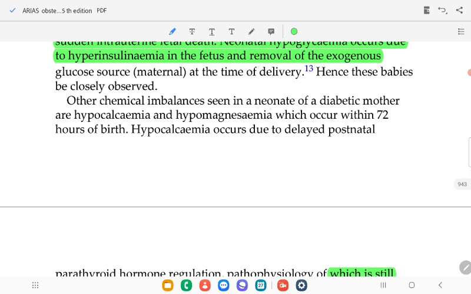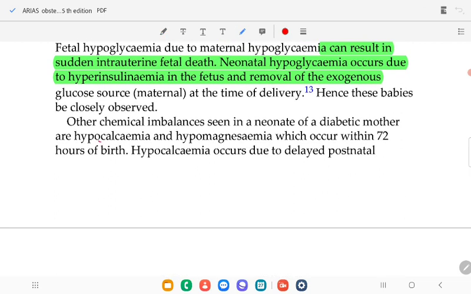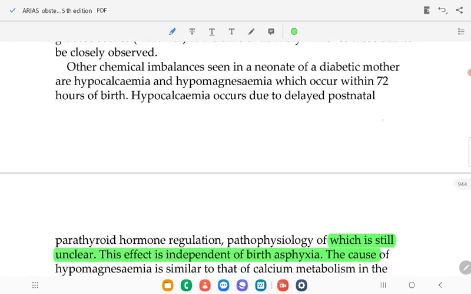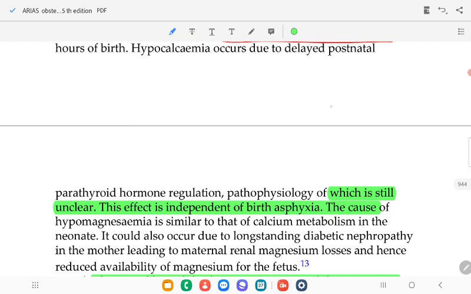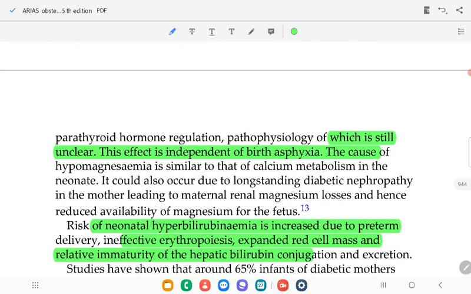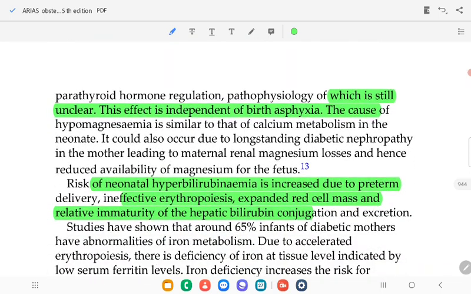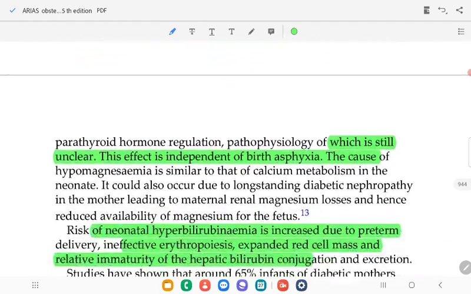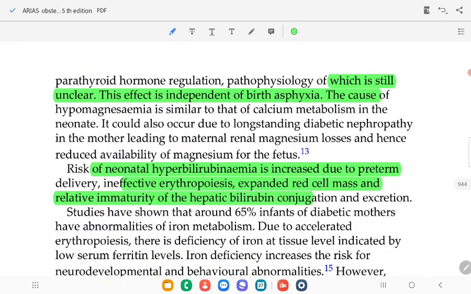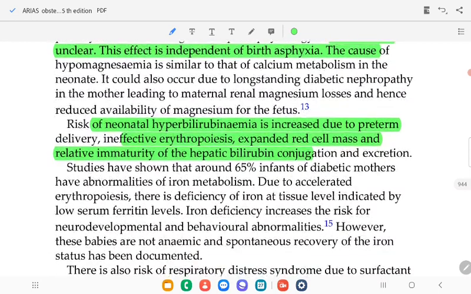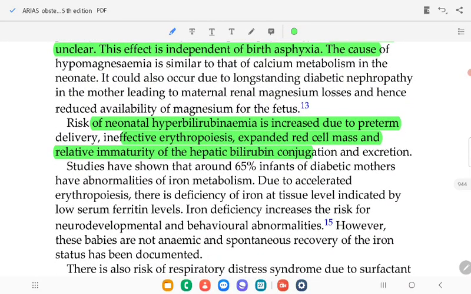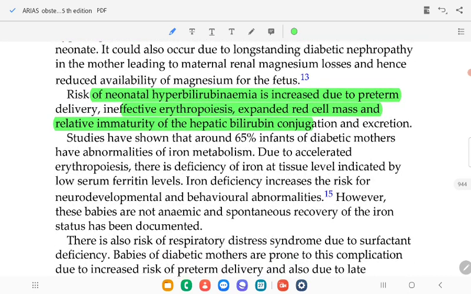Other chemical imbalances in a neonate of a diabetic mother: hypocalcemia and hypomagnesemia, which occur within 72 hours of birth. Hypocalcemia occurs due to delayed postnatal parathyroid hormone regulation. The pathophysiology is still unclear, and it affects individuals with birth asphyxia. The cause of hypomagnesemia is similar to that of calcium metabolism in the neonate. It could also occur due to long-standing diabetic nephropathy in the mother, leading to maternal renal magnesium losses. Hence, it reduces availability of magnesium for the fetus.